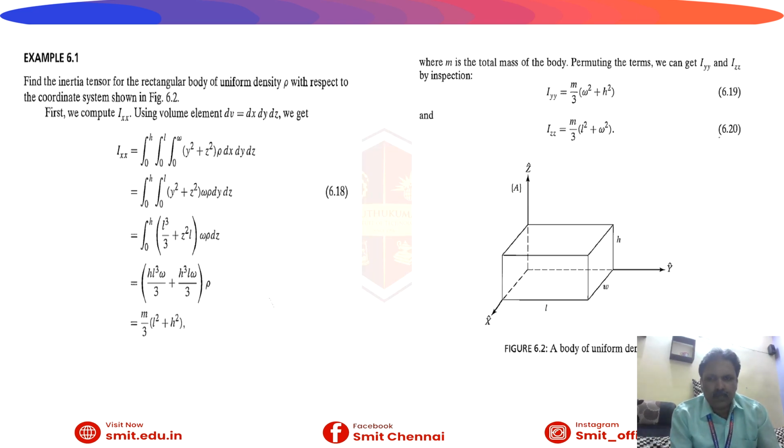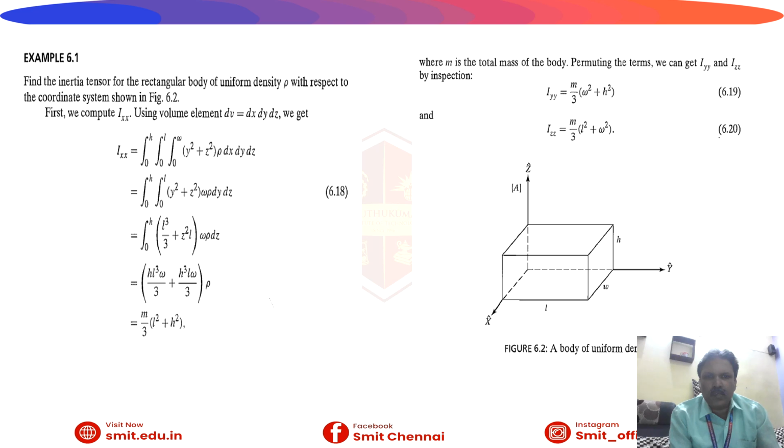So hereby we are going to discuss one derivation type of problem. The problem goes on like this: find the inertia tensor for the rectangular body of uniform density rho with respect to coordinate system as shown in the figure. That is 6.2. A sketch is given.